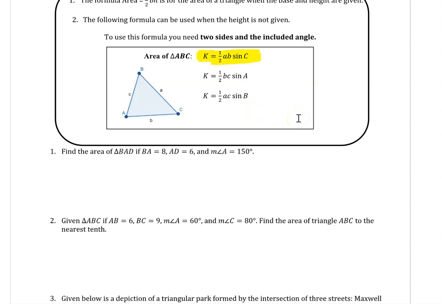Okay. So starting with question 1, it says find the area of triangle BAD if BA is 8, AD is 6, and angle A is 150. So let's draw a picture.